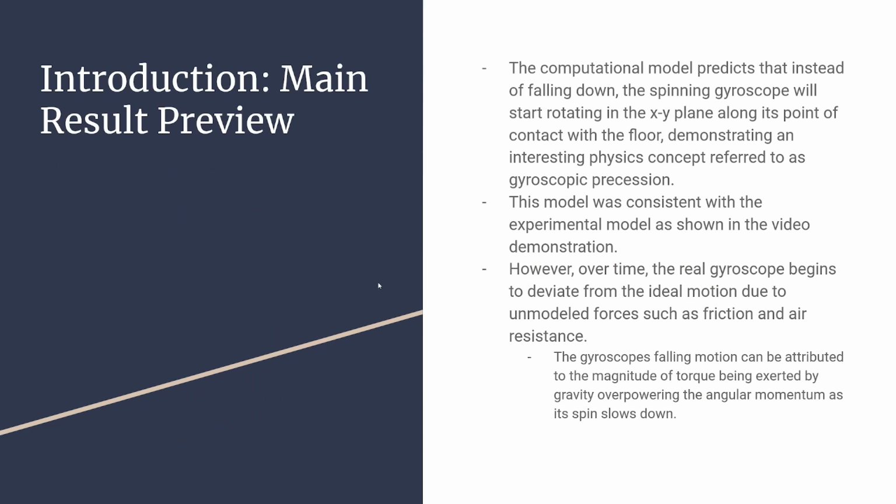So here's a preview of the main results. The computational model predicts that instead of falling down, the spinning gyroscope will start rotating in the XY plane along its point of contact with the floor, demonstrating an interesting physics concept referred to as gyroscopic precession. The model was consistent with the experimental model as shown in the video demonstration.